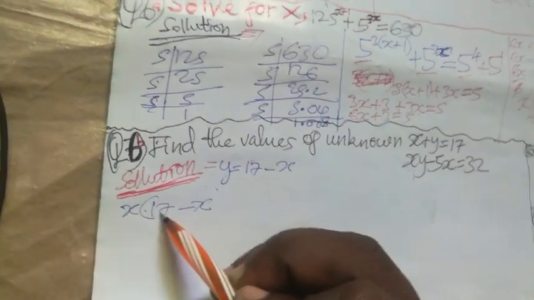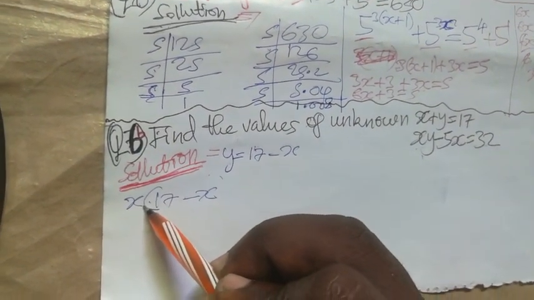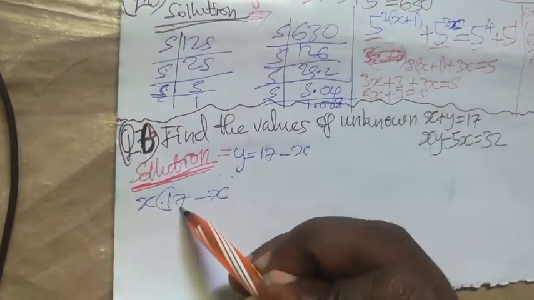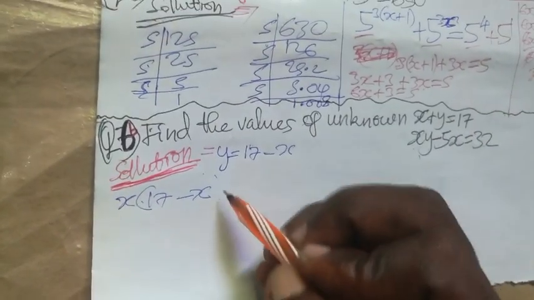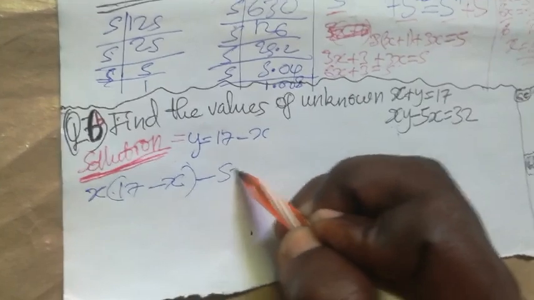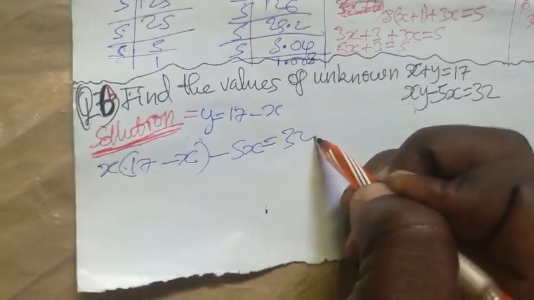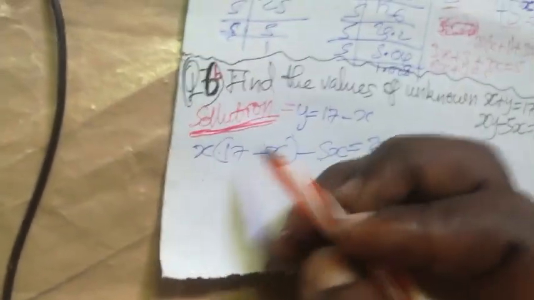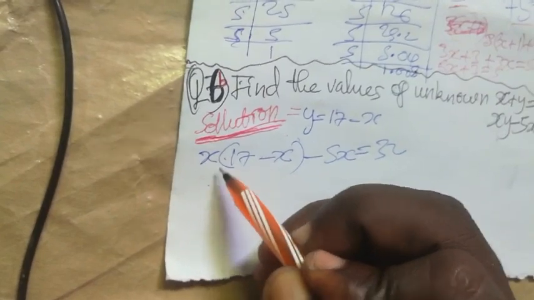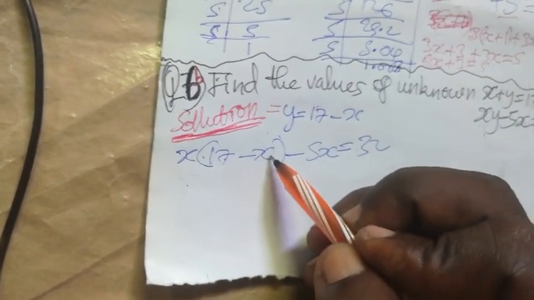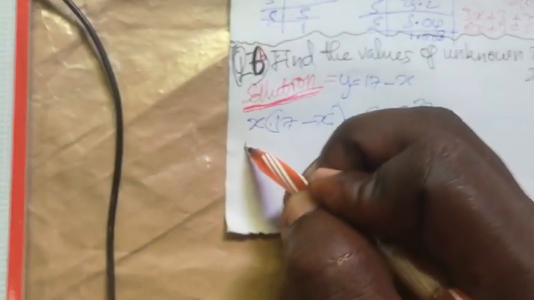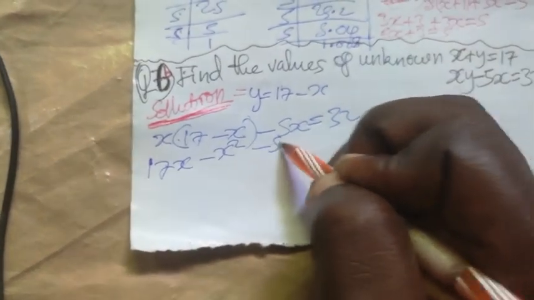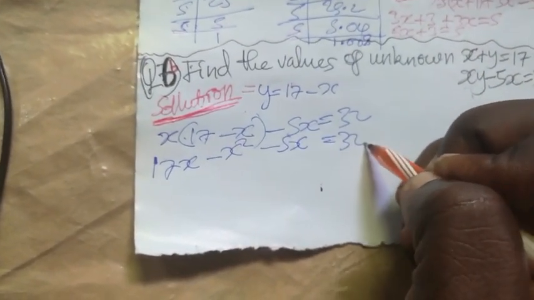Then we say our x is, but our y is 17 minus x. Then we minus 5x is equal to 32. Hence here we are going to multiply x times 17 minus x. This will give us 17x minus x squared minus 5x is equal to 32.